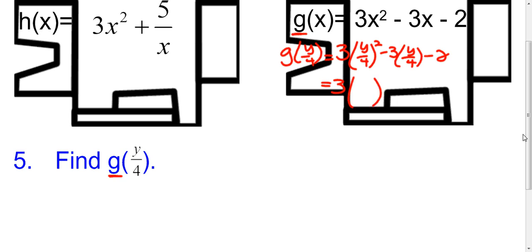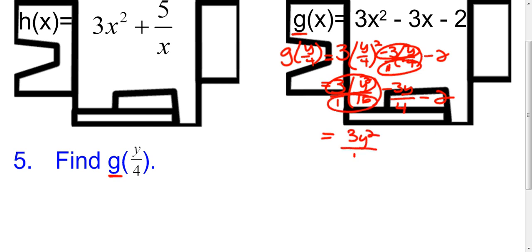So I am going to square y over 4. When you square a fraction, you just square the top and you square the bottom. So y squared is y squared. 4 squared is 16, okay? Remember that this is 3 over 1 right here, so I'm going to multiply across the top, and I have negative 3y, and across the bottom, 1 times 4 is 4, okay? And then again, this is 3 over 1 right here, so across the top, I would have 3y squared. Across the bottom, I have 16, and then I have negative 3y over 4, and then minus 2.